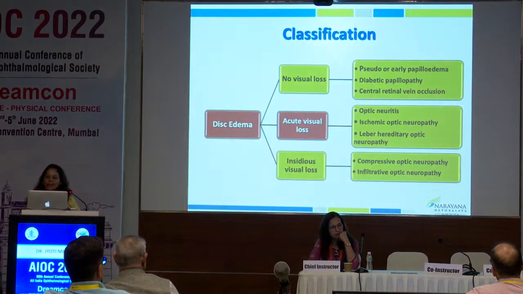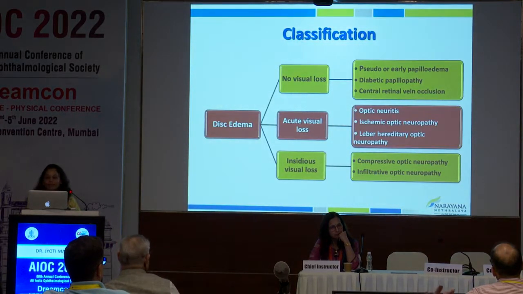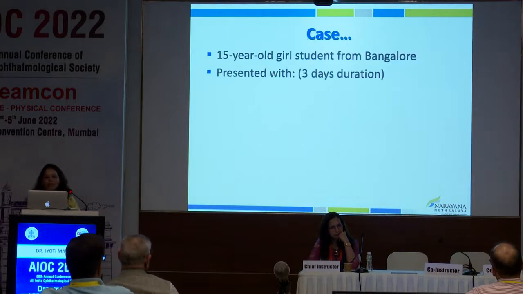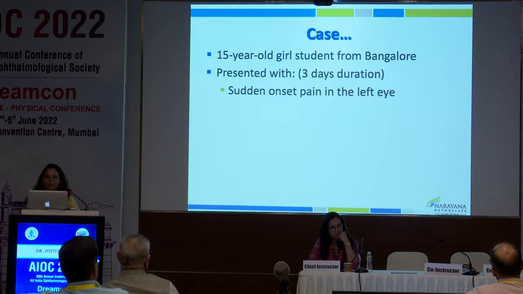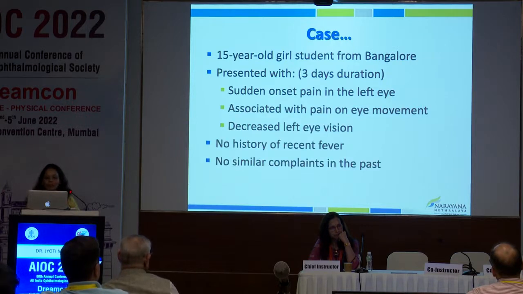Now let's go to the next aspect. If you have a disc edema with acute visual loss, we are looking at major options of optic neuritis, ischemic optic neuropathy, and Leber's hereditary optic neuropathy. So let's look at this case. 15-year-old girl from Bangalore presented with 3 days duration, sudden onset pain in the left eye, associated pain on eye movement, very, very important, with decreased left eye vision, no history of any recent fever or complaints in the past.